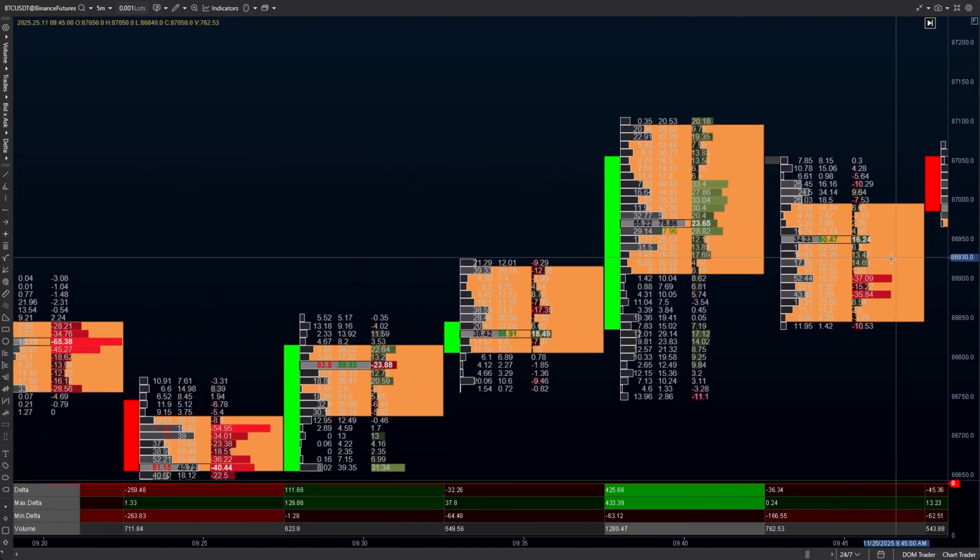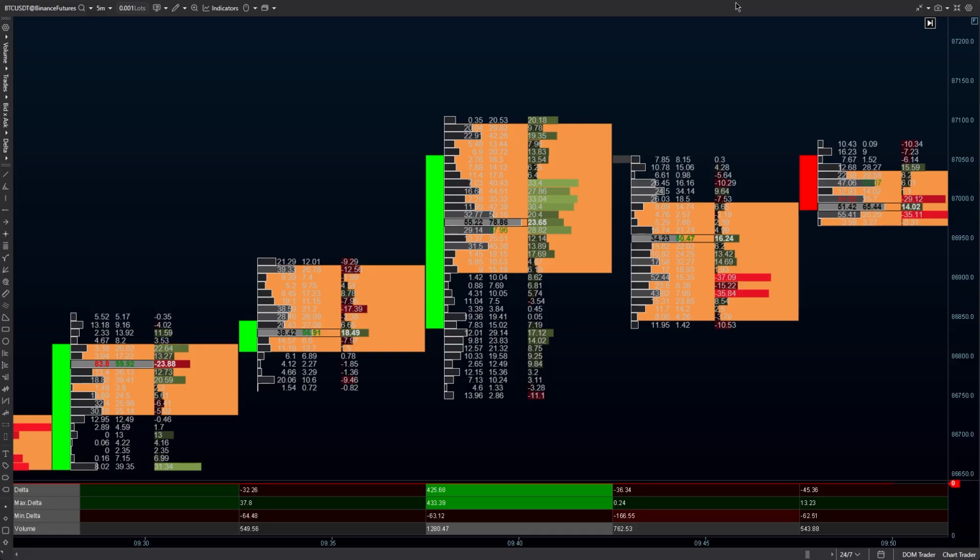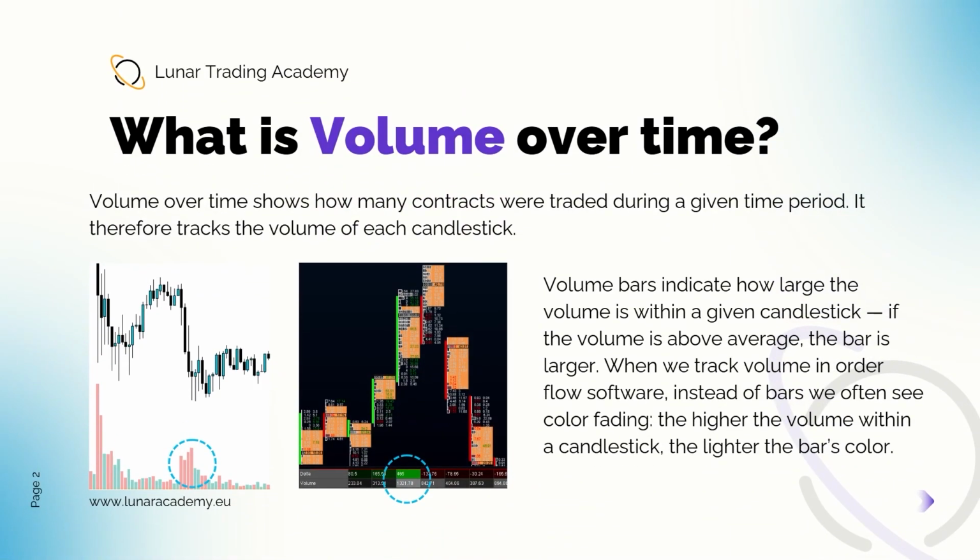So there are two types of volumes. First is volume per candle, and the second one is volume on level. So let's start with the volume per candle, also called volume over time. Volume over time shows how many contracts were traded during a given time period. It therefore tracks the volume of each candlestick. These volume bars indicate how large the volume is within a given candlestick.